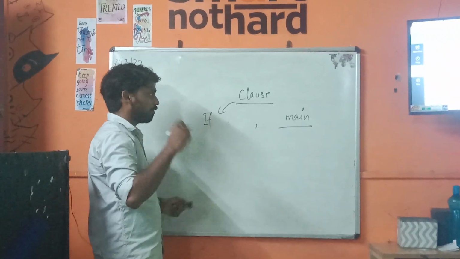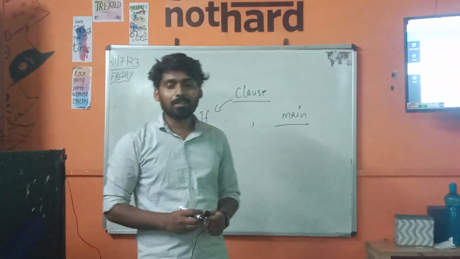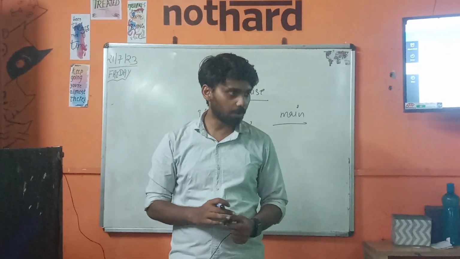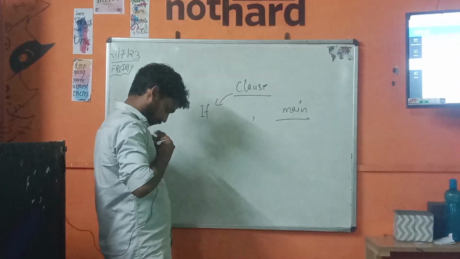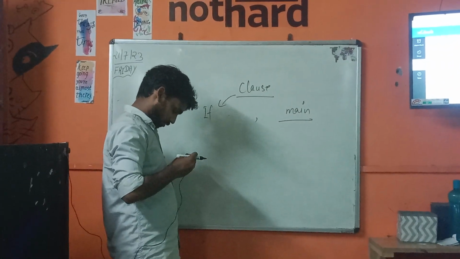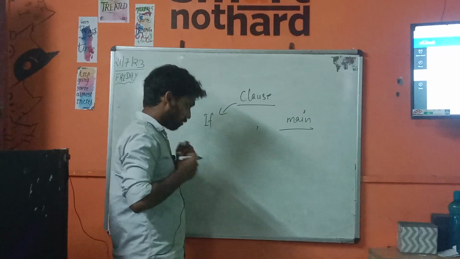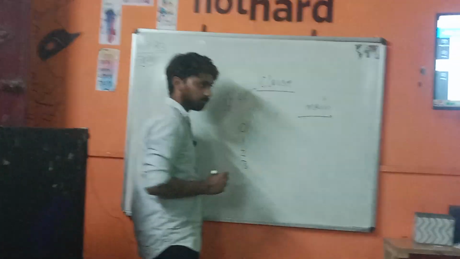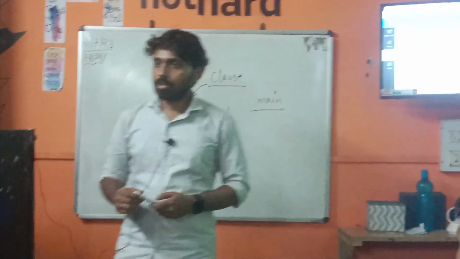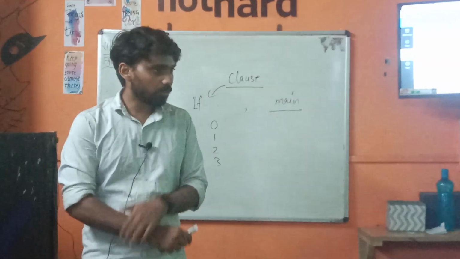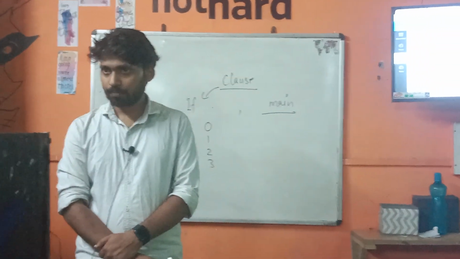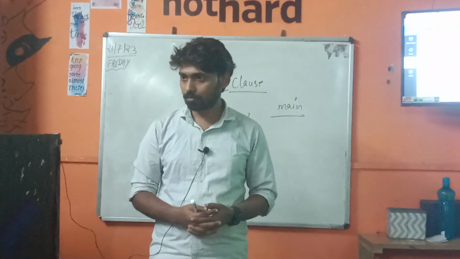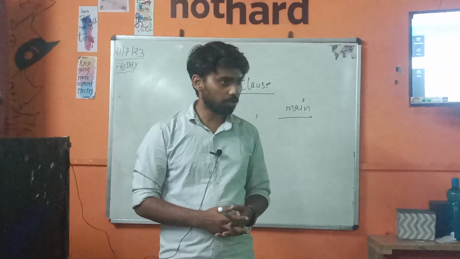For example, first of all, let's understand the types of conditions. So there are four types of conditions. How many types? Just a second. Zero, first, second, third. All right. So in zero condition, we talk about facts, the condition which cannot be changed, which is universally true. That is called zero condition.